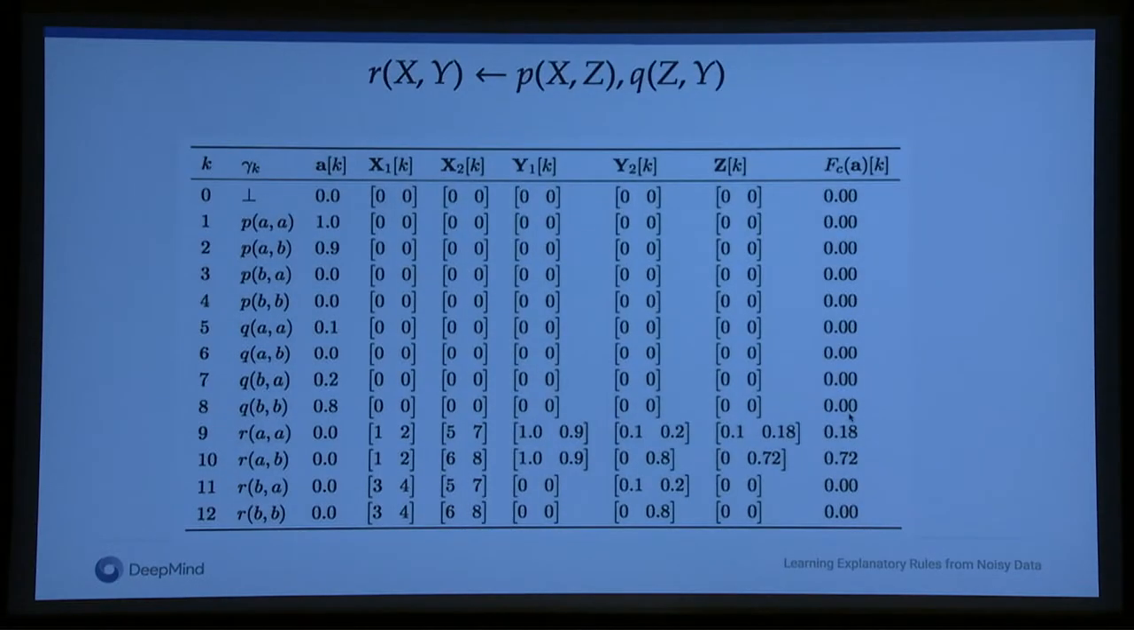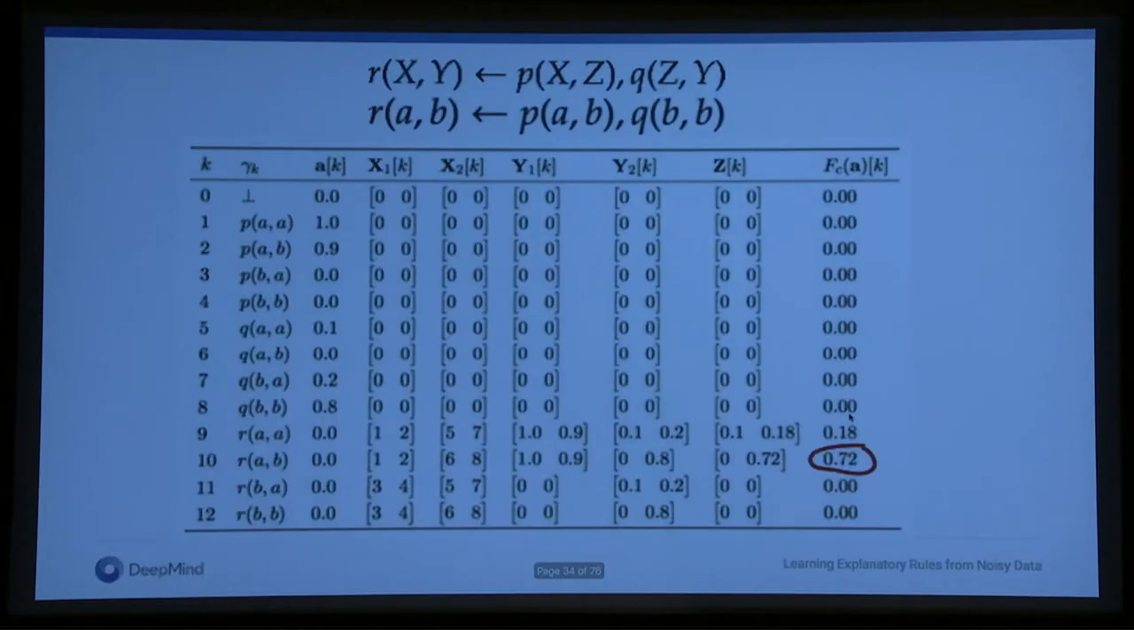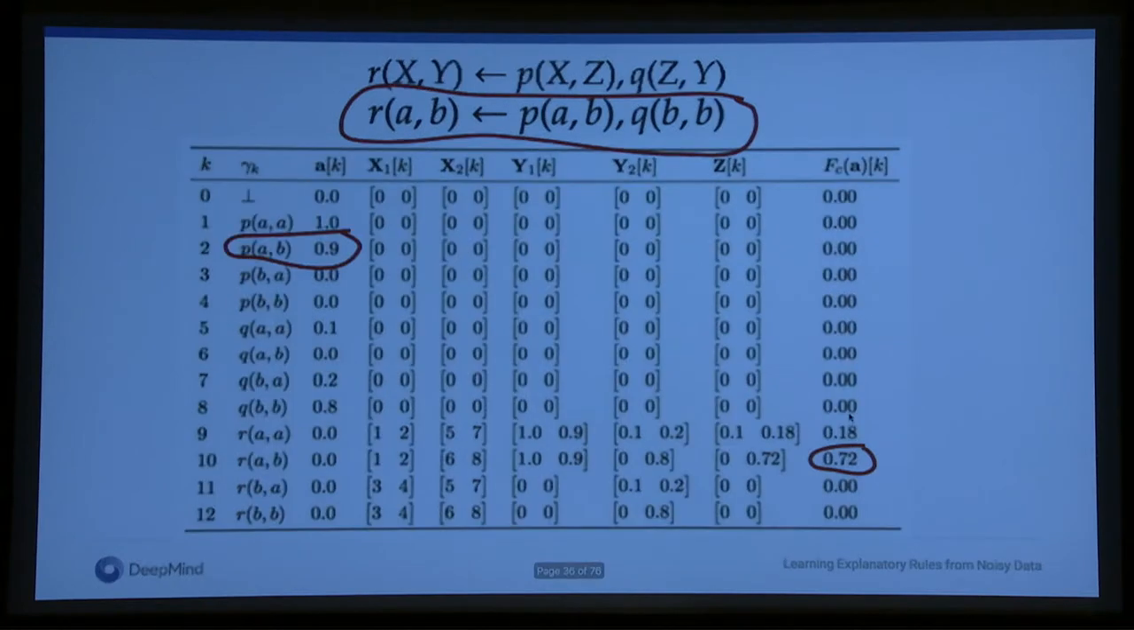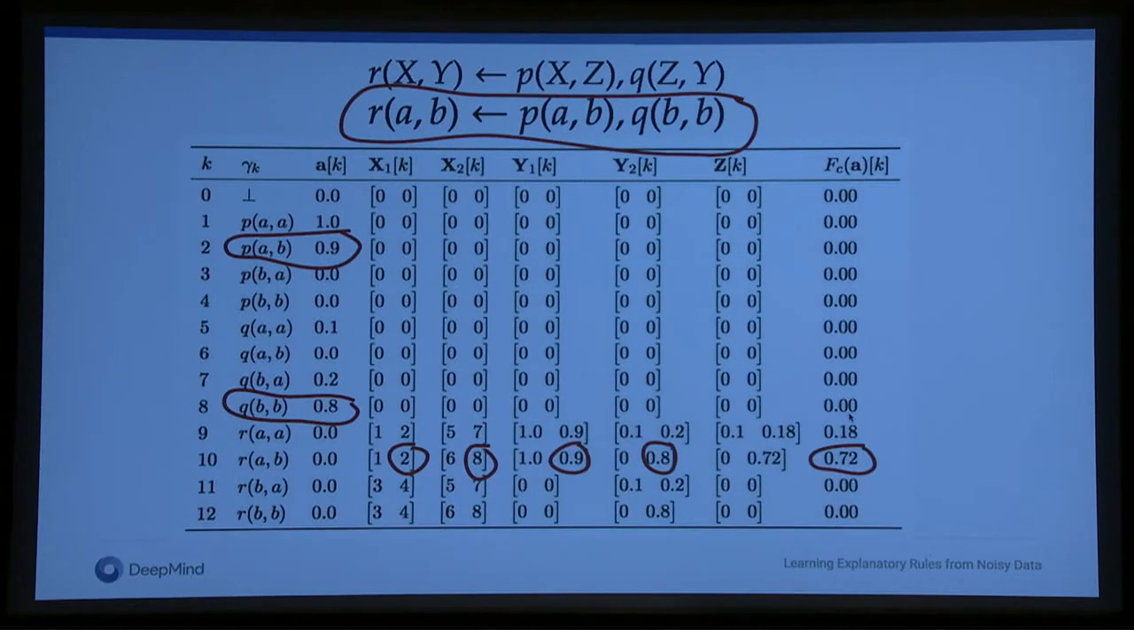But for example, if we have this rule here, why does this particular value here for r(a,b) have 0.72? Well, it's because we look at this ground instance of the rule, we look at the values of the components, we multiply them together, and we compare them with all the others and take the max.